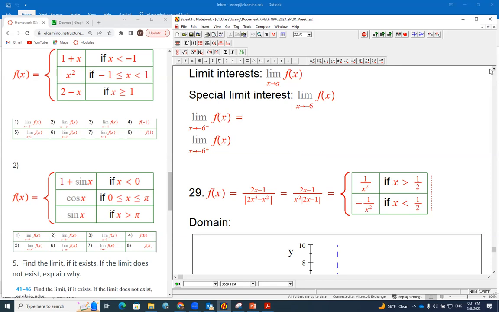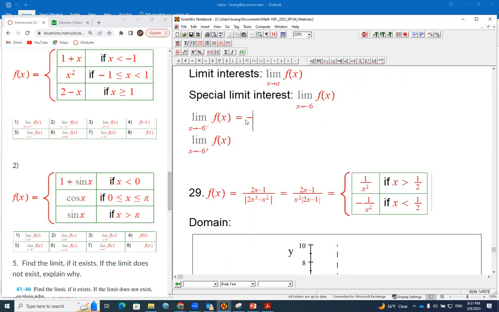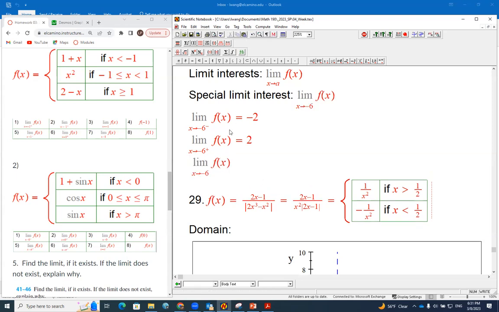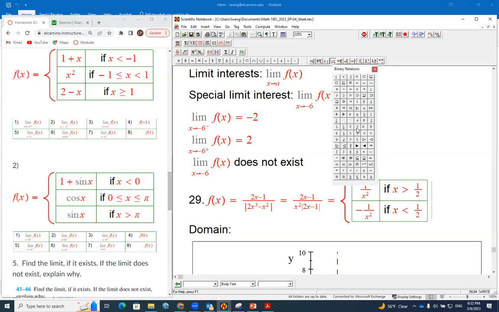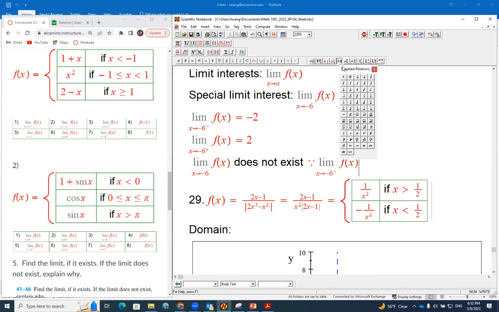We already have these two pieces of the function right there. So less than negative 6, that's this case, that's negative 2. And that's going to be positive 2. And what do you say about this limit? The one-sided limits on both sides both exist, but they're not the same. So then you say it does not exist, because these two limits are not the same. You are quoting that theorem.